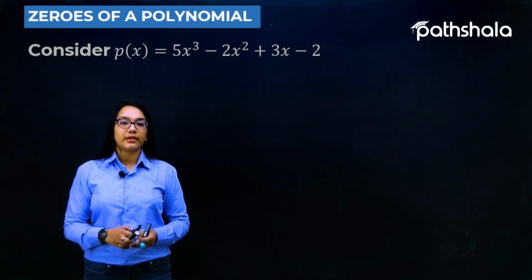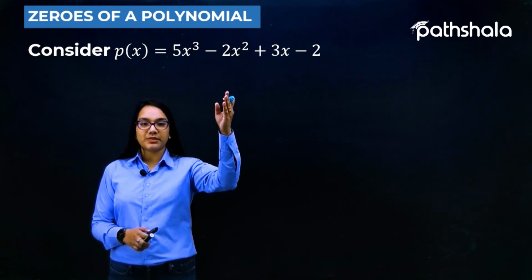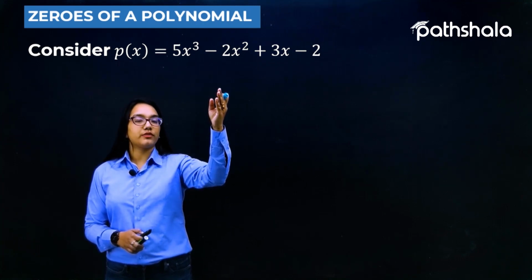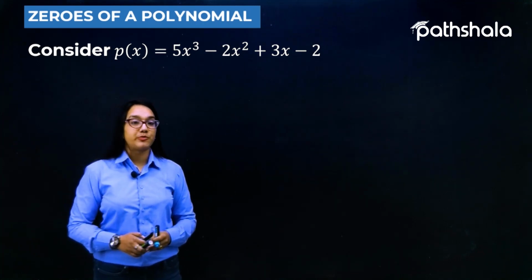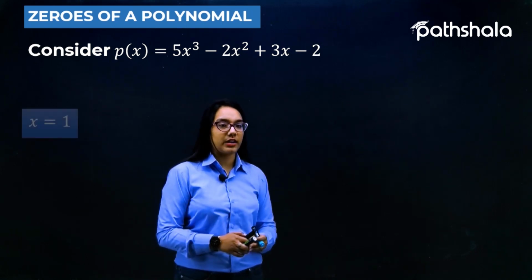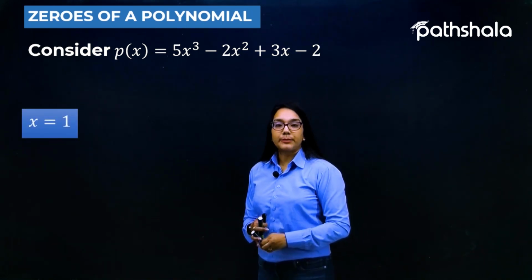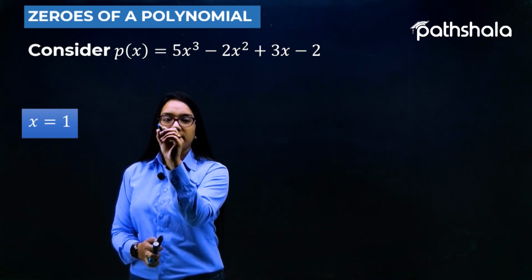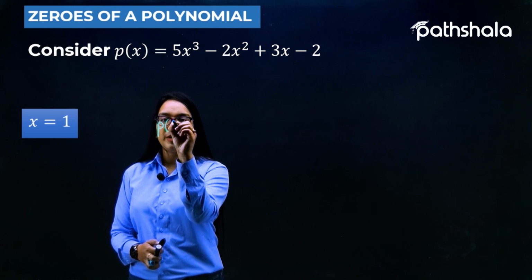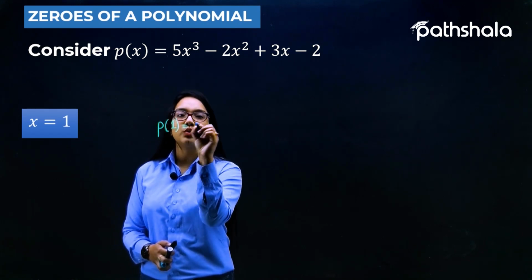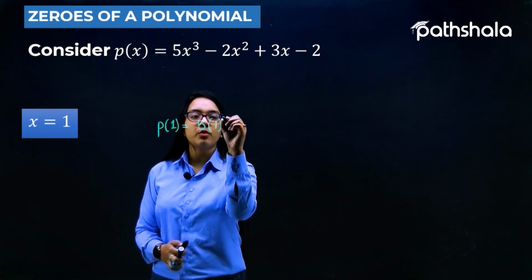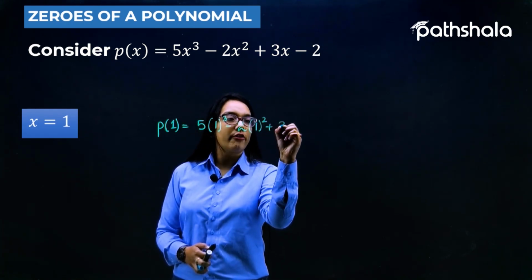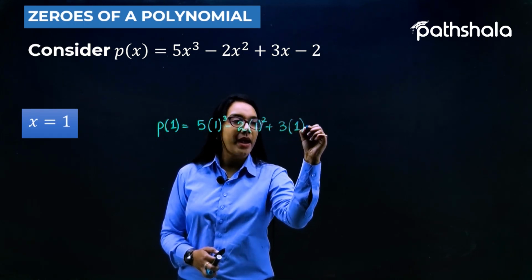Let us suppose I am talking about the polynomial p(x) is equal to 5x cube minus 2x square plus 3x minus 2, and I am substituting two values in it. Let us suppose I'm starting with a value as x is equal to 1. Substitute x is equal to 1 in this particular polynomial, so p of 1 is equal to 5 times 1 raised to the power 3 minus 2 times 1 raised to the power 2 plus 3 times 1 minus 2.